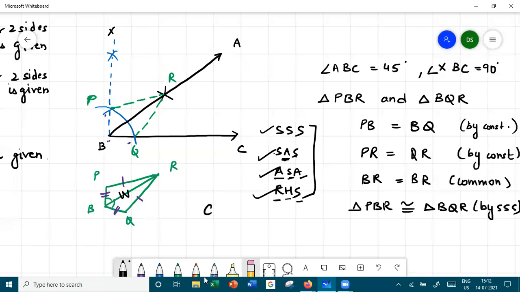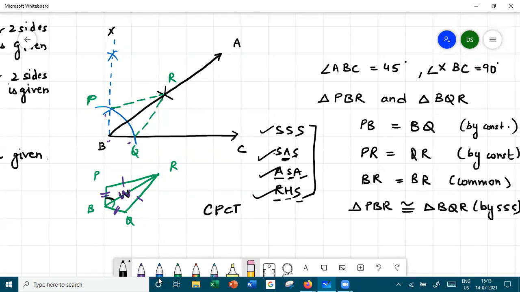Then there is a property called CPCT. This is a property of congruent triangles where the corresponding parts of congruent triangles are equal, is what we basically say. What are corresponding parts? All the parts which are remaining. So everything other than what I marked here in purple, let me mark it purple here, right? So all the other parts which I have not marked in purple are the corresponding parts. So let me mark them in black.